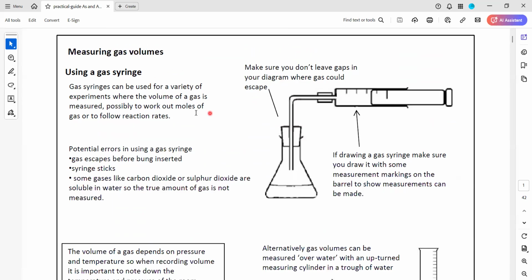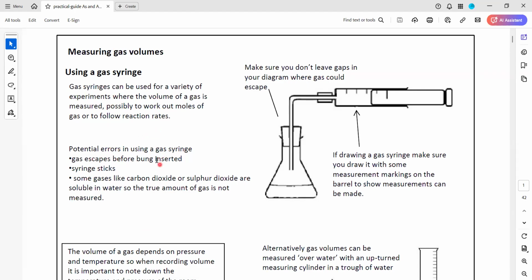Then measuring a volume. When we want to measure a volume, a variety of apparatus could be used, but specifically if we want to measure a gas volume, we use a gas syringe. A gas syringe can be used for a variety of experiments where the volume of gas is measured, making it possible to work out moles of a gas and follow the reaction rate.